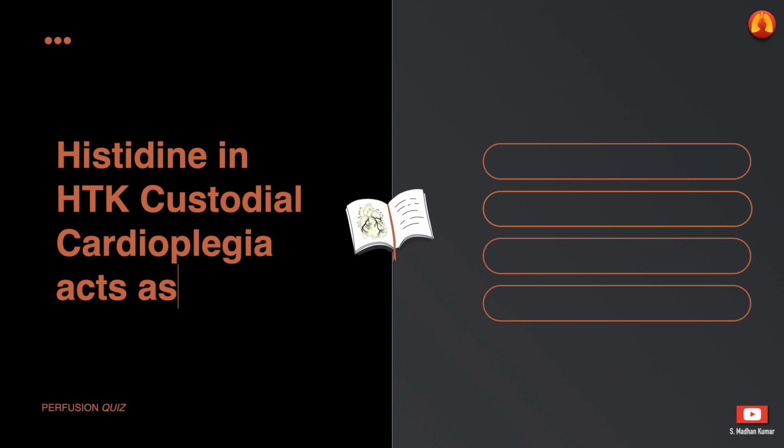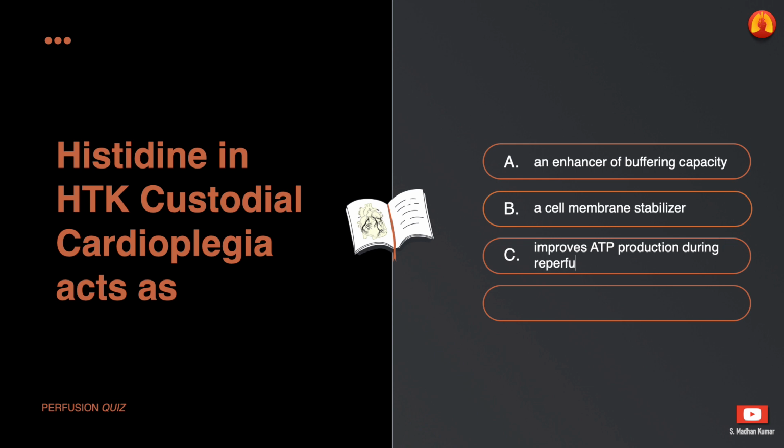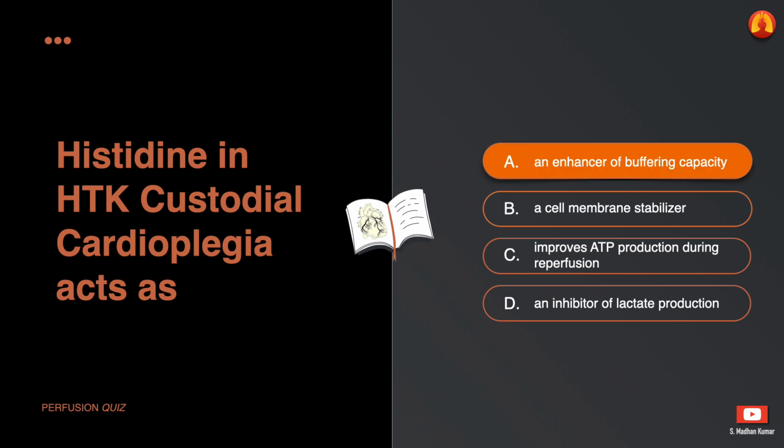Histidine in HTK custodial cardioplegia acts as A. An enhancer of buffering capacity. B. A cell membrane stabilizer. C. Improves ATP production during reperfusion. D. An inhibitor of lactate production. The correct answer is an enhancer of buffering capacity.